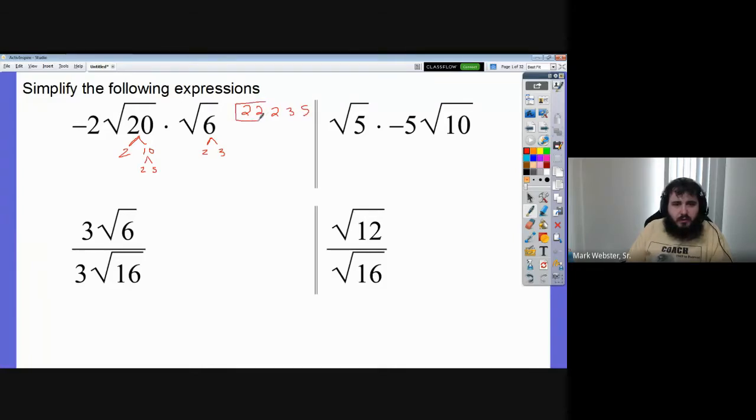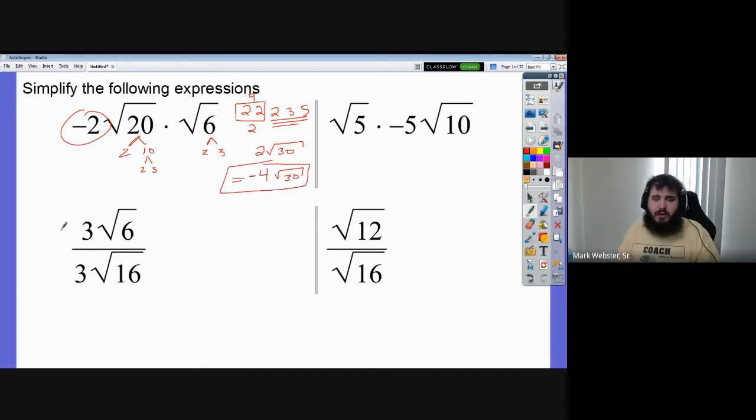Well, here's a perfect square pair. These are all alone. They're little lonely boys. Leave them alone. So on the outside of the radicals, and then now we can take this -2 and multiply it in. This -2 is on the outside, so it's going to be multiplied to whatever's on the outside, right? -2 times 2. So this is your final answer, all broken down.